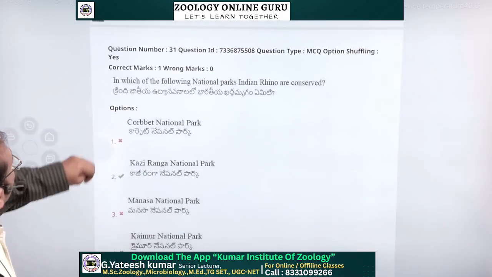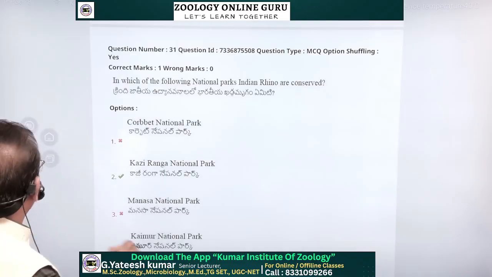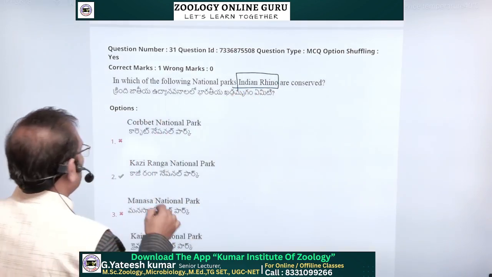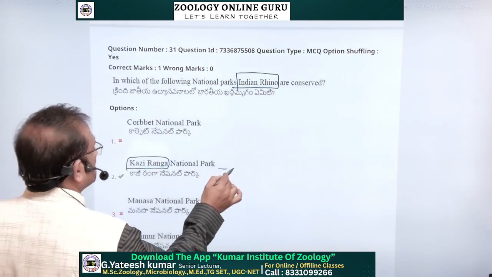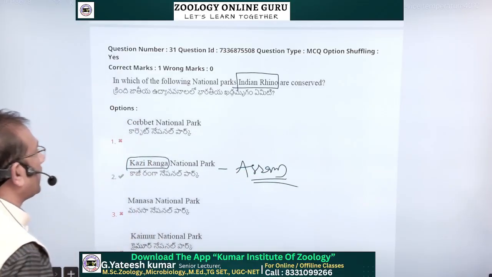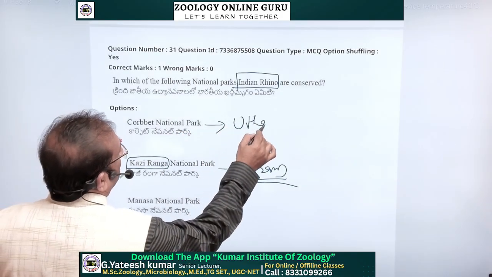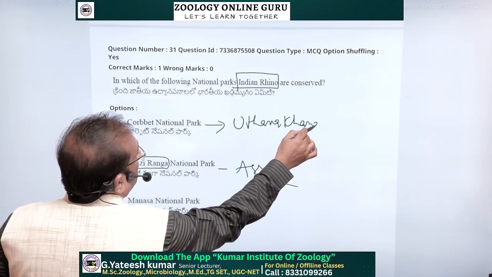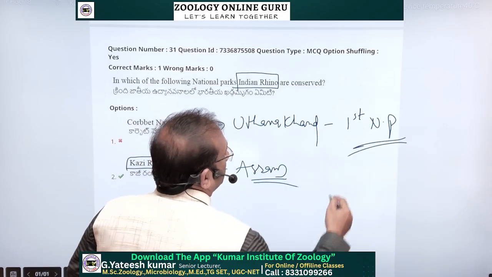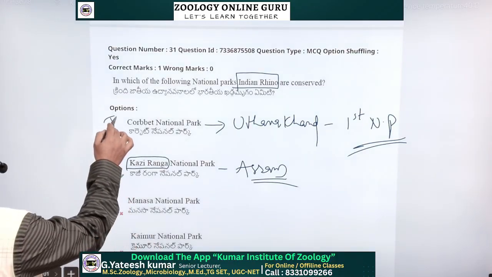Question number 31. In which of the following national parks is the Indian rhinoceros found? Kaziranga, Assam. Kaziranga National Park, Assam is famous for the Indian rhinoceros. Jim Corbett National Park is present in Uttarakhand, the first national park in India.